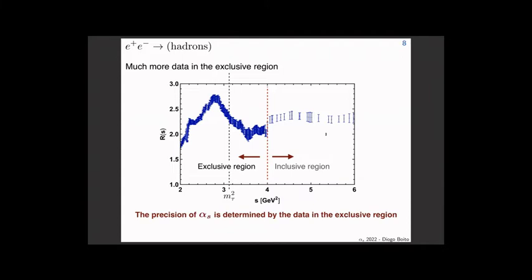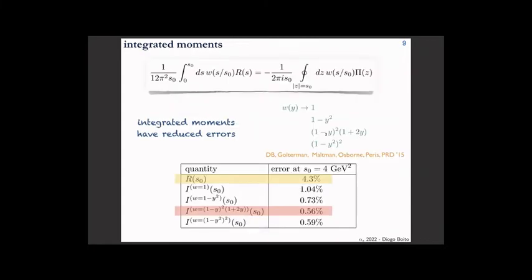To give you an idea of what happens once you integrate the data, we're always going to work with integrated data. Our sum rules are going to be, on the experimental side, an integral from threshold up to a value that we call S0. So we're going to integrate all the data up to S0. I'm showing here a comparison of R measured at 4 GeV squared.